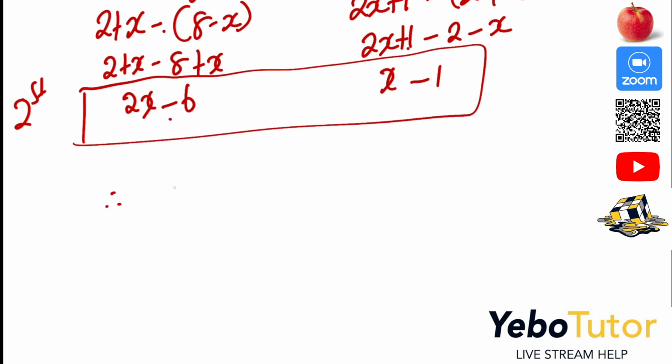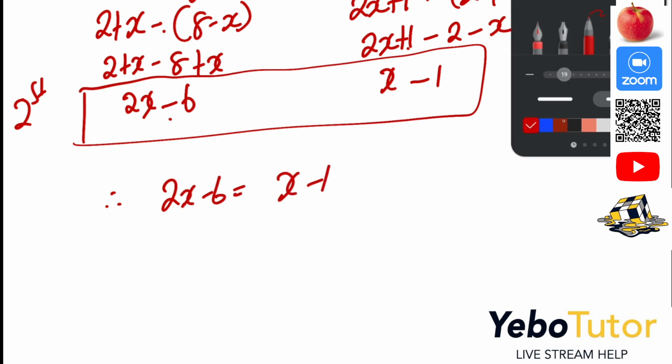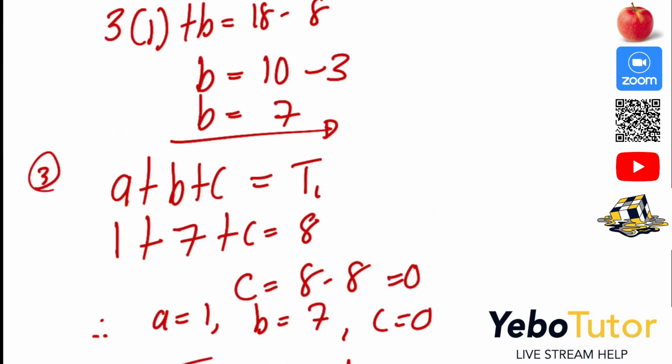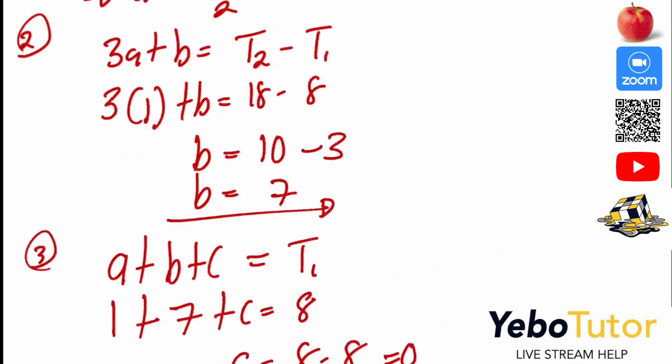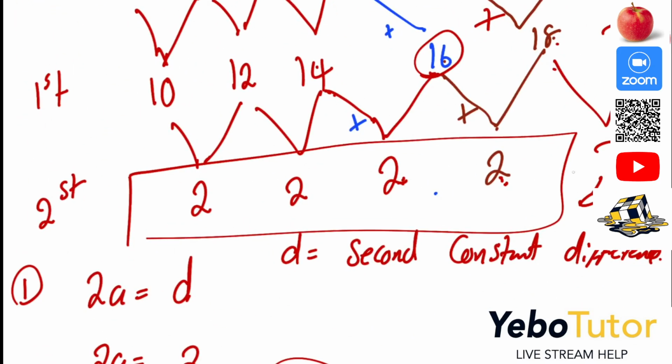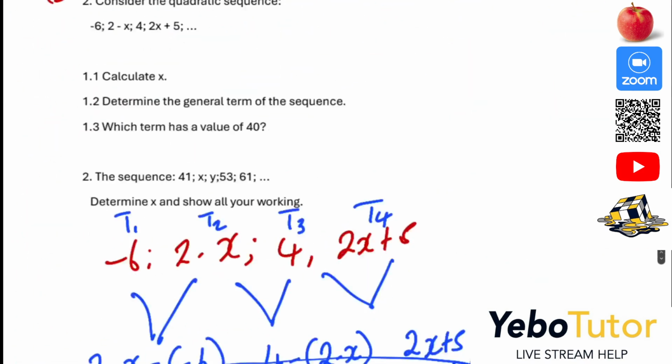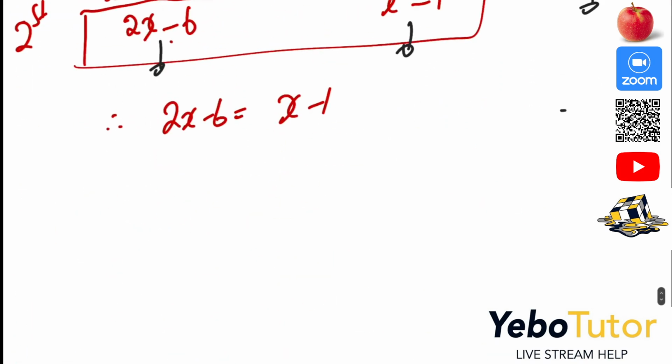So now we can say 2x minus 6 is equal to x minus 1, because we know that the second difference of a quadratic sequence is always the same. So in other words, this is equal to this. If there was another difference here, it's also equal to this, because it's the second common difference. If you still remember from the previous question which we did, it has a constant second difference. Now the difference is that we just have the subscripts of x and whatever which we are dealing with in this question. So now we can solve for x.